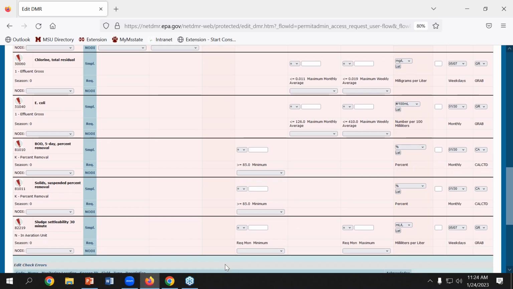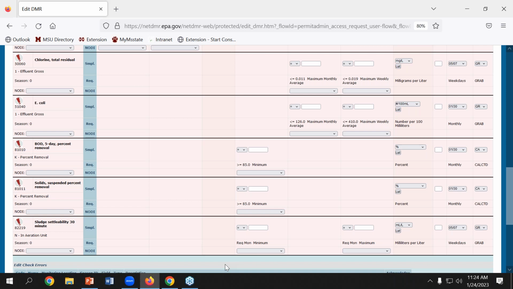Suspended solids, of course, one thing to note on this particular permit, the percent removal requirement for both BOD as well as TSS is 85%. This, by the way, is a mechanical plant. It's an oxidation ditch, which typically activated sludge plants will naturally have a higher percent removal requirement than a lagoon.